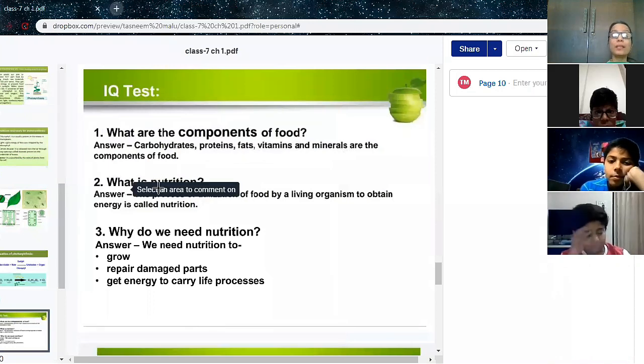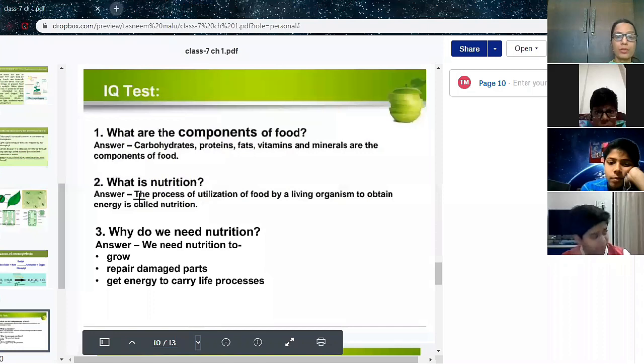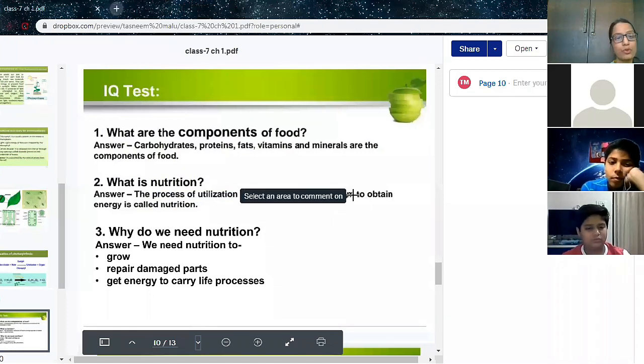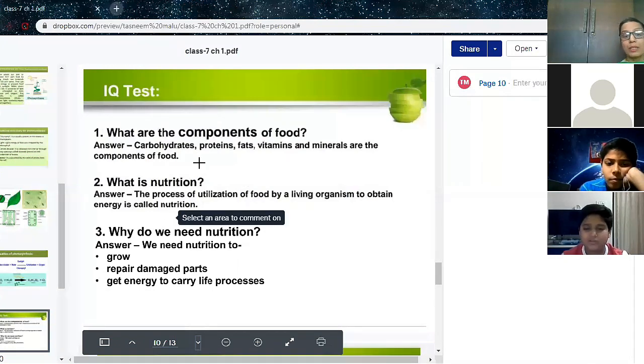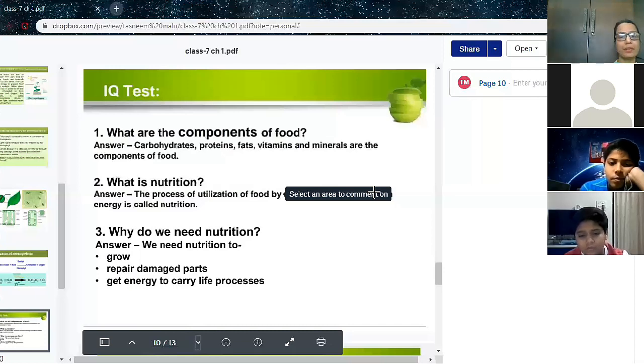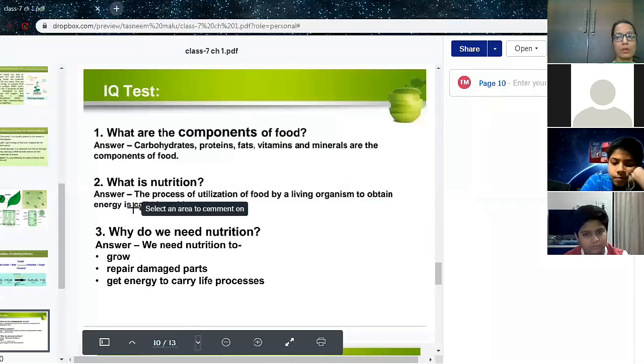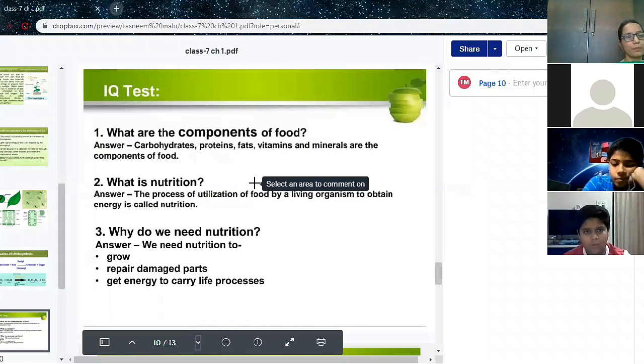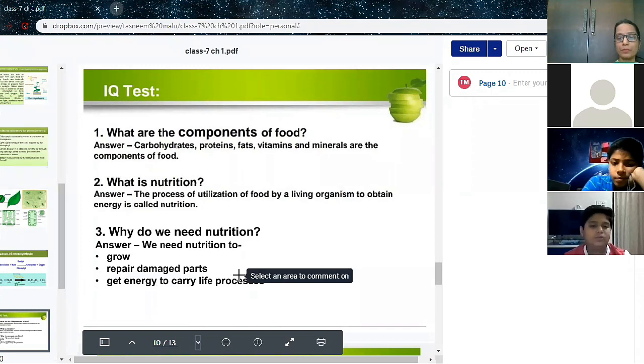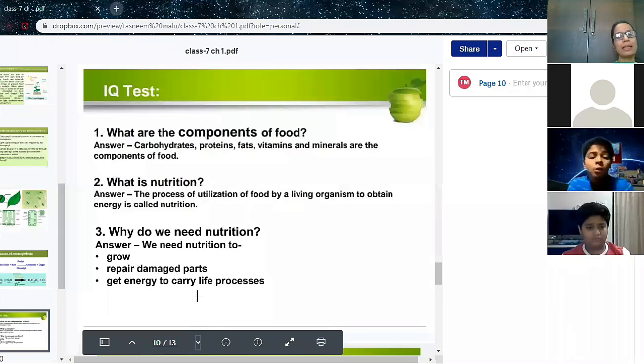Now, second question, what is nutrition? The process of utilization of food by a living organism to obtain energy. That's why I told you, taking enough food and its utilization by living organism to obtain energy is known as nutrition. Now, why do we need nutrition? We need nutrition to grow, to repair damaged parts, and to get energy to carry life processes.